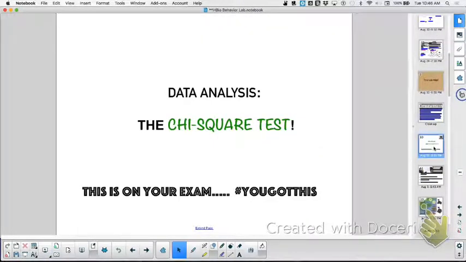When we do the chi-square test, it's really simple. People think it's hard, it's not. Super simple. And this is a way for you to analyze your data to either accept or reject your hypothesis.